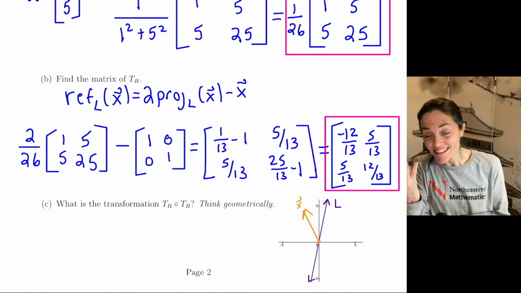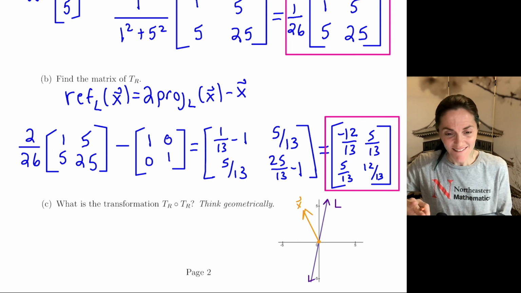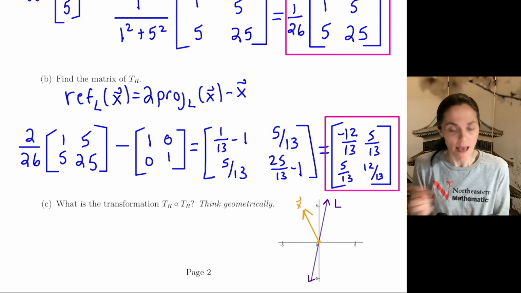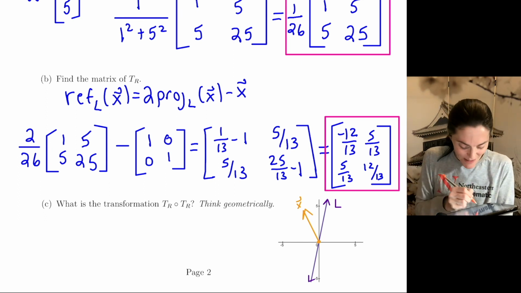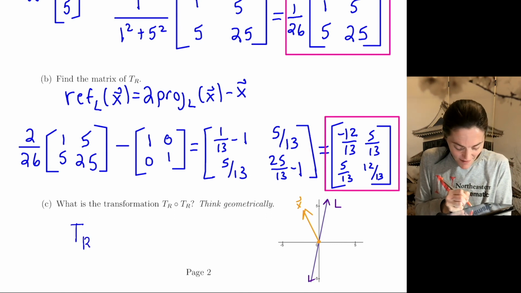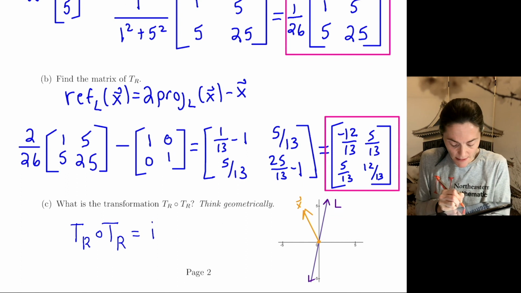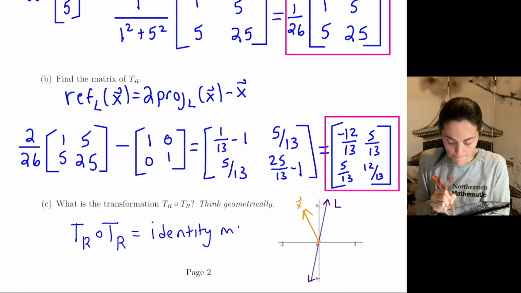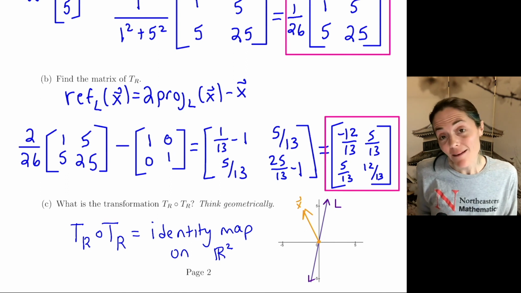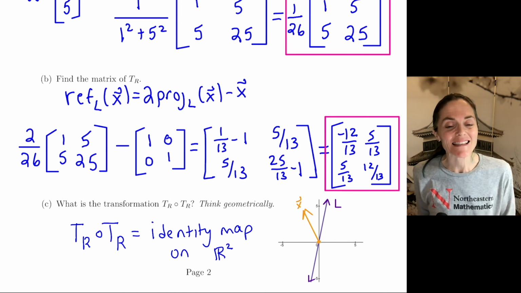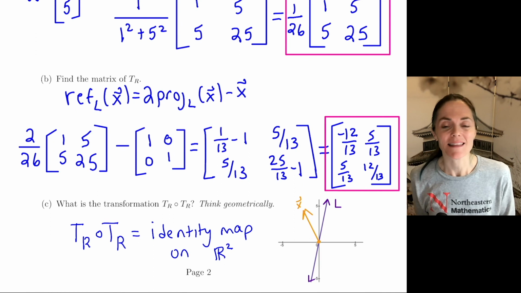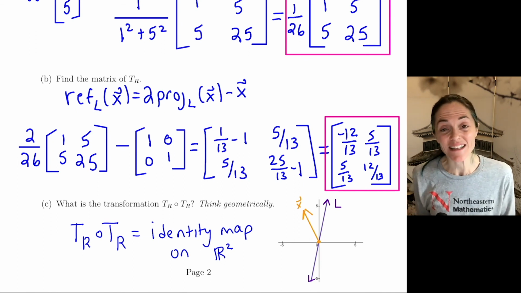So when you reflect and you reflect again, what happens is the identity map. This T_R composed with T_R is the identity on R2. And we will certainly say more things about this as the semester progresses. But even now, we can think about this just geometrically, and it's fun to think about.